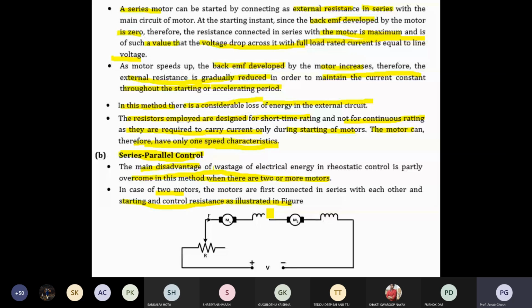Okay, initially there is no back EMF, so you want to turn on both of the motors. Turning on both motors means you can connect both motors in series. Series means addition of the two resistances. Addition of the two resistances means the effective potential drop is reduced, so it can overcome the zero back EMF voltage. That is the series configuration.